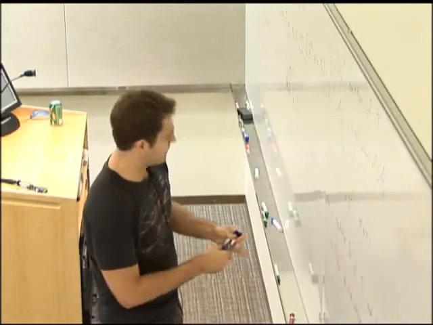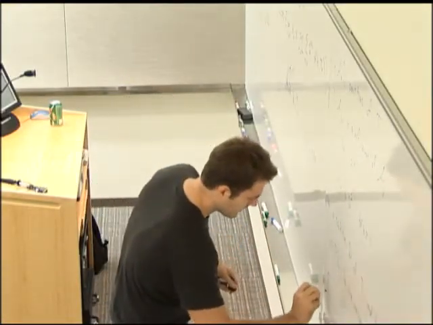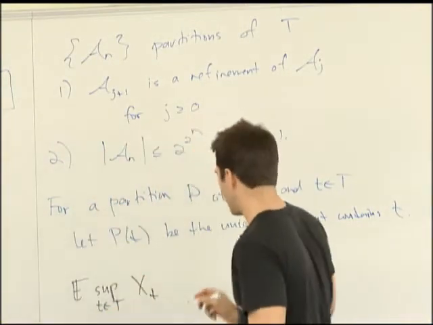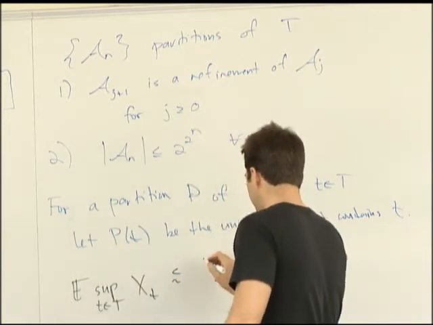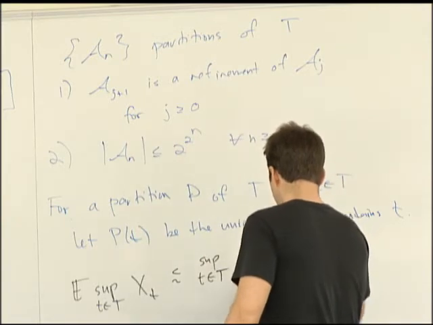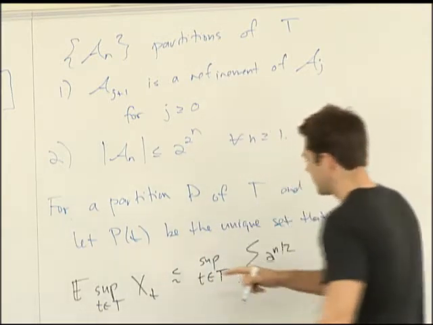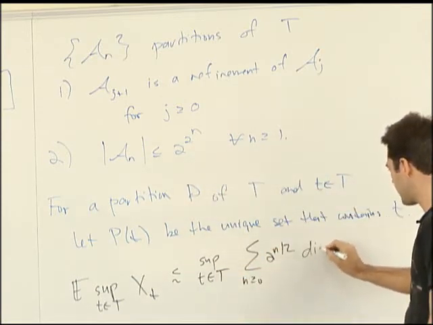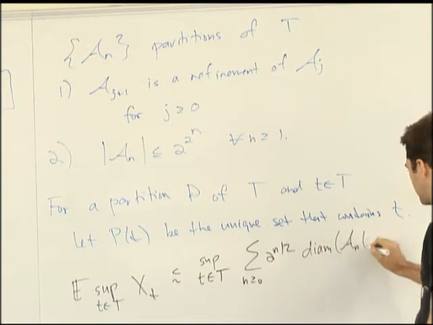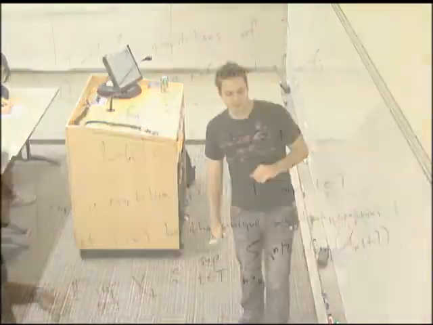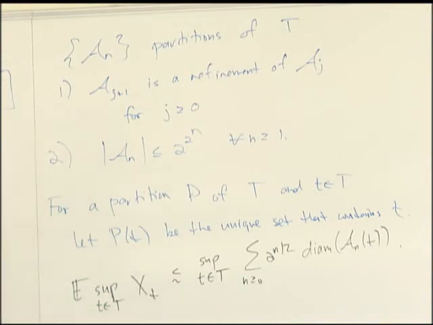I claim that we can rewrite this bound now in the following way: expected sup over t of X_t. Not rewriting it, but in fact, just a consequence of it, is at most this quantity, which we'll see in a second. So the same thing, sum over n of sup over all t's of 2 to the n over 2, but now here we'll just look at the diameter of this set A_n of t. Okay. So this upper bound is going to be a little bit easier to work with, I mean, this sort of upper bounding mechanism.